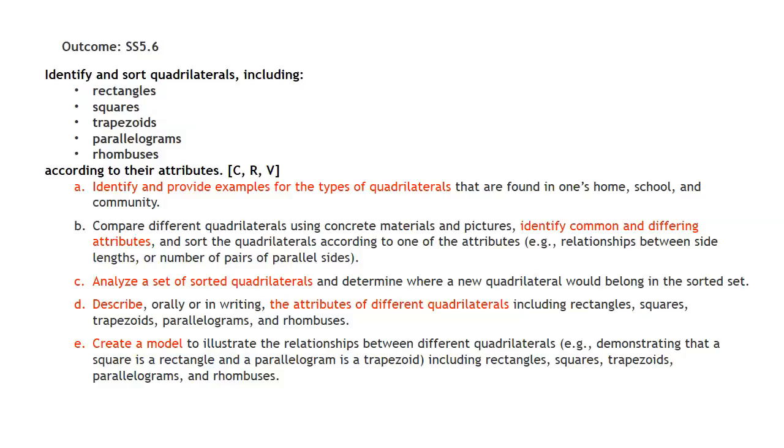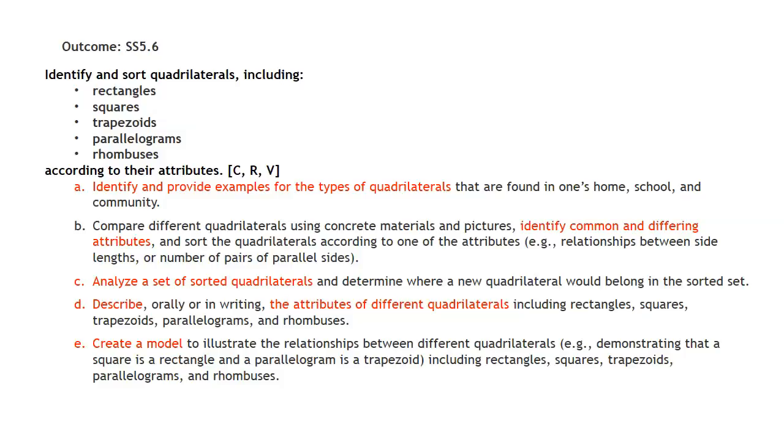Alright, so we're going to identify and sort quadrilaterals, including certain types of quadrilaterals: rectangles, squares, trapezoids, parallelograms, and rhombuses. Let's talk about the word quadrilateral for a second. A quad, how many wheels does your quad have? Well, it has 4. So anything that says quad means 4. Lateral means that there's a side or an edge to it. So we're talking about 4-sided shapes. All of these shapes listed here have 4 sides: rectangles, squares, trapezoids, parallelograms, and rhombuses.